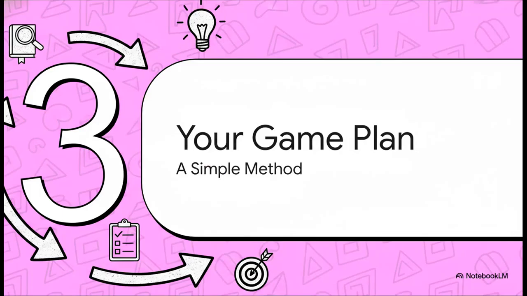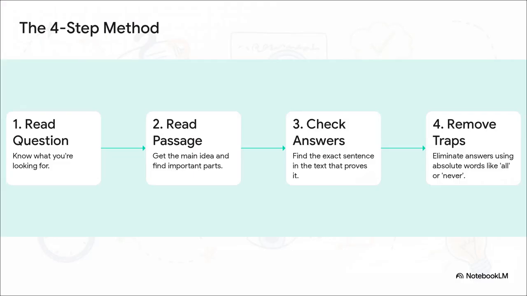Okay, so we know how it's scored, and we know what traps to avoid. Now for the big question. How do we actually do it? How do we tackle this thing? Well, I've got a simple, step-by-step game plan that you can use every single time you see one of these questions. It's a really simple 4-step process.